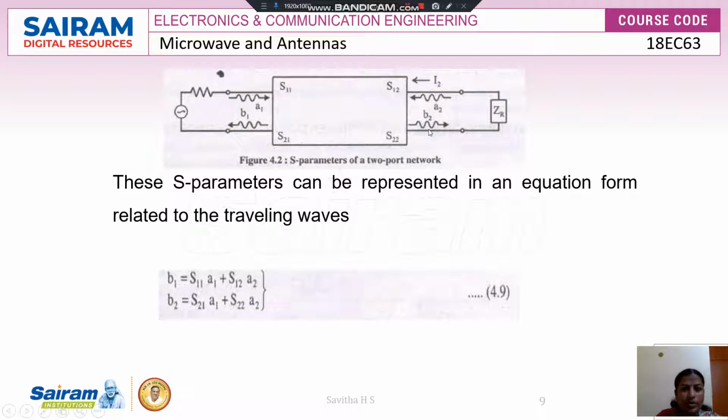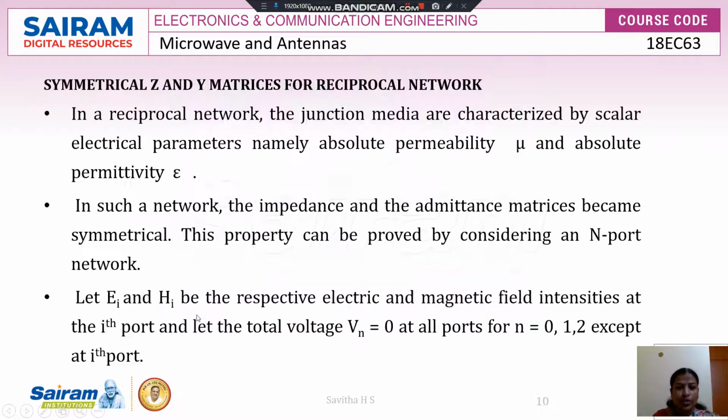B1 and B2 are the reflected waves. This is the S parameter two-port network. So the expression for this can be written as B1 is equal to S11 A1 plus S12 A2, and B2 is equal to S21 A1 plus S22 A2.